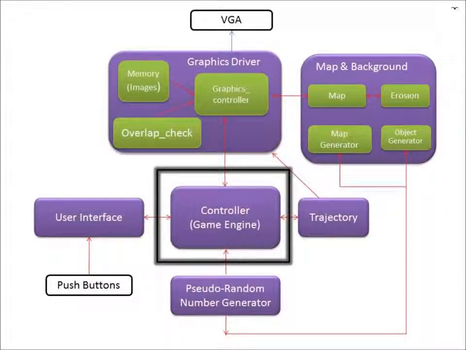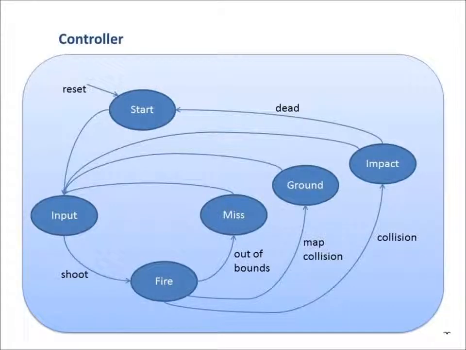The controller or game engine is a finite state machine which consists of the following states and transitions. Here we can see the overall flow of the game and the inputs that determine which of the 3 routes to take when it is your turn. The program waits for an input while the user selects the desired speed and angle. Once shoot is pressed, a signal is sent to the graphics driver and trajectory. It then waits for one of the 3 internal inputs to occur.